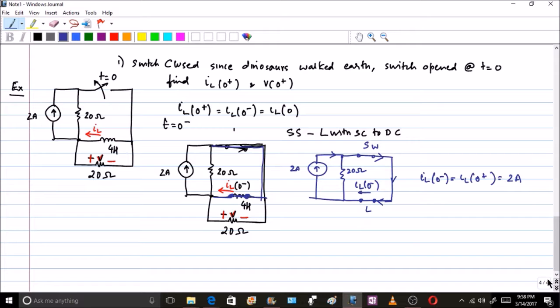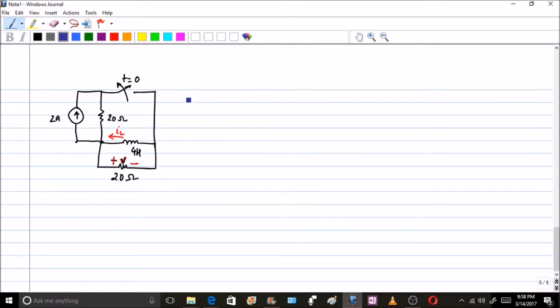Now let us take the other part of this question, in which we have to find the value of V of 0 plus, where I feel a little bit of understanding is required. We have to find the value at 0 plus, which means the switch is in its open condition. So let us replace the circuit here. The switch is in its open condition, and this is at t equal to 0 plus.